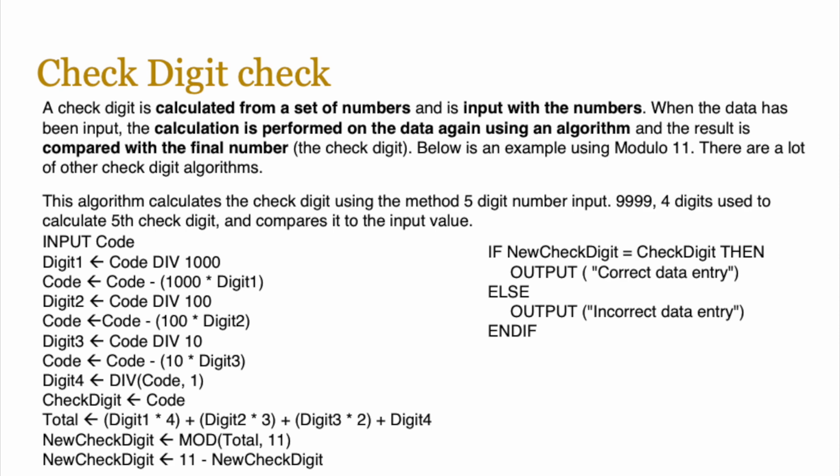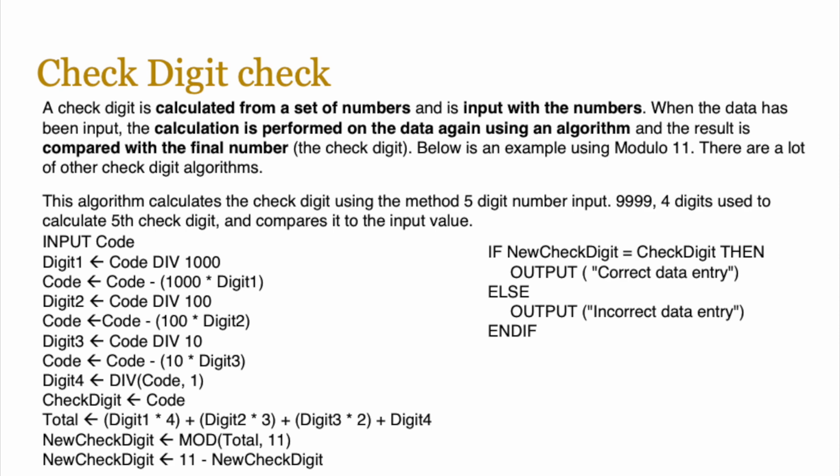We repeat the process with div 100 because that will now work out the 900 part. We subtract it, then we get 99. We then do the same process again with div 10, which gives us 90, and we subtract that. Finally, digit 4 becomes 9. That means that the 5th value, which is remaining in the code, becomes the check digit because we subtracted everything else out.